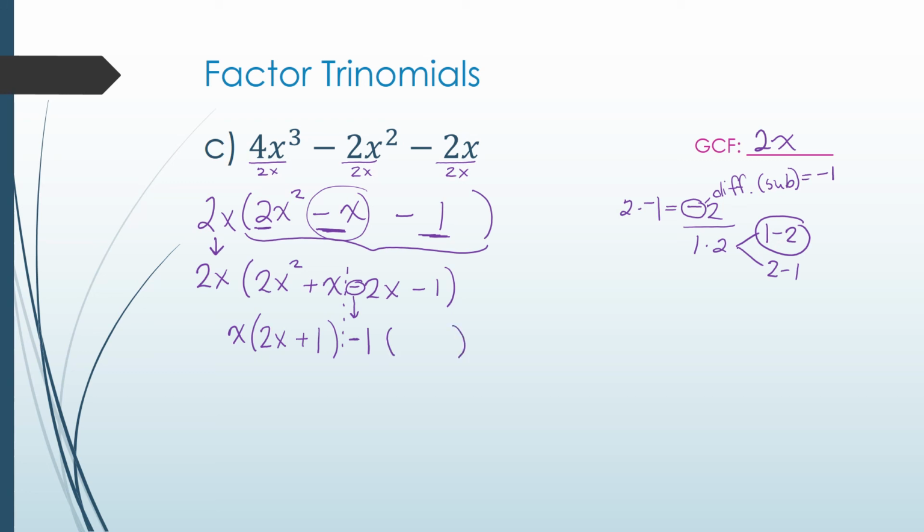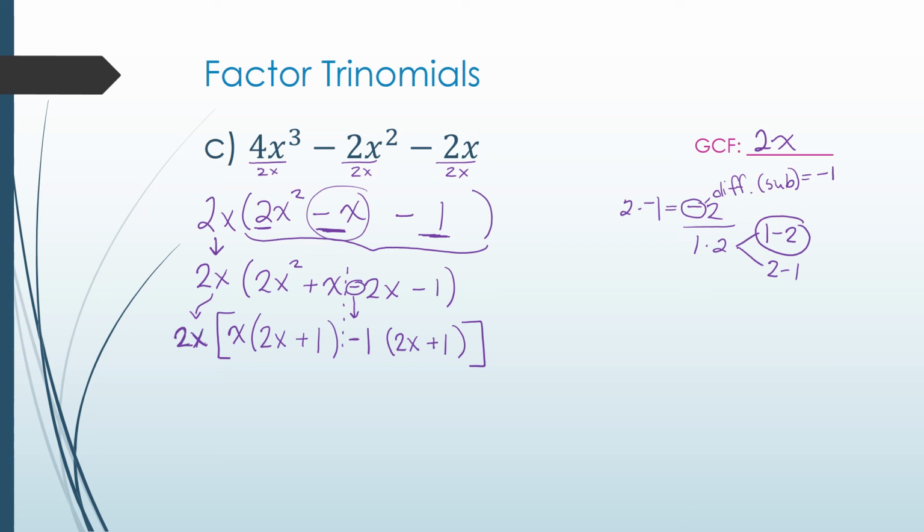-2x divided by -1 gives us a positive 2x. -1 divided by -1 is a positive 1. Now, we still cannot forget that this 2x is still out in front being a tag-along.